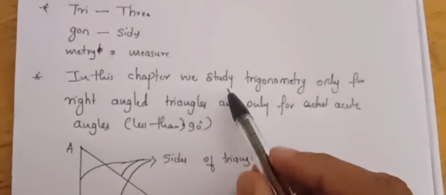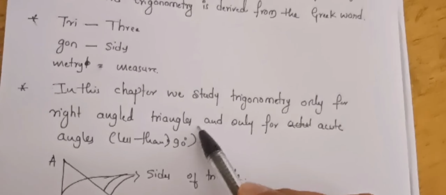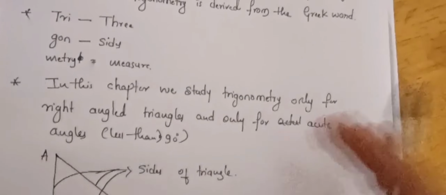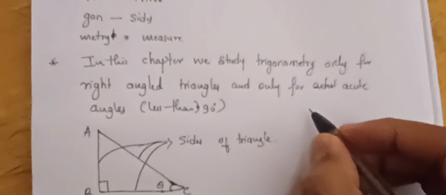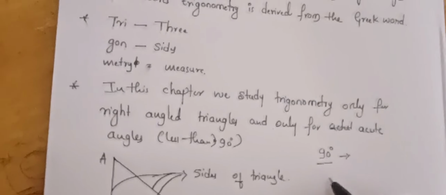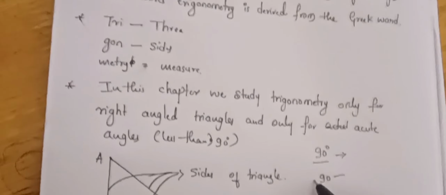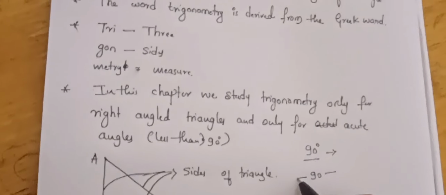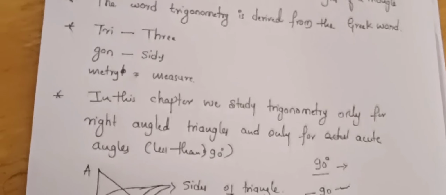Okay students, in this chapter we study trigonometry only for right angle triangles and only for acute angles, less than 90 degrees. A 90-degree angle means a right angle, less than 90 degrees means an acute angle, and greater than 90 degrees means an obtuse angle. So in this whole chapter we'll discuss only the acute angle, that is theta.